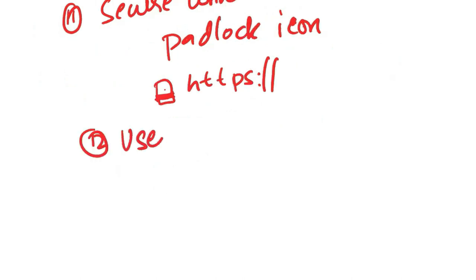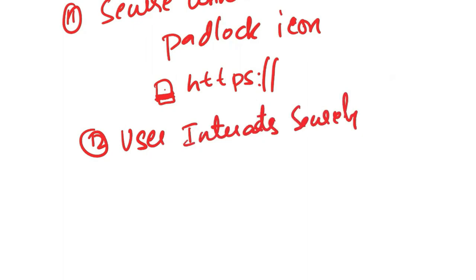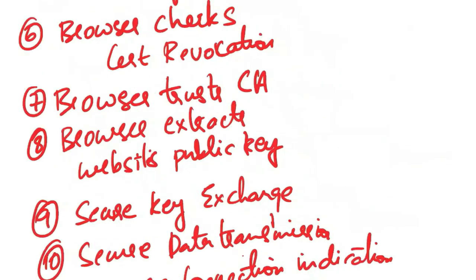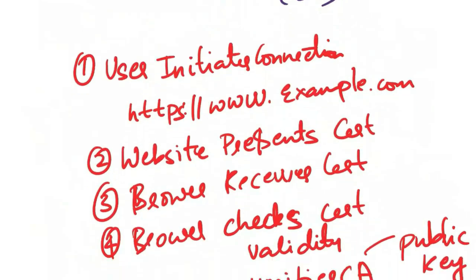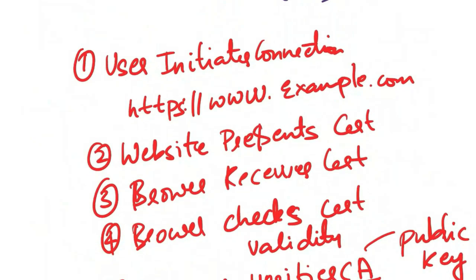Next is user interacts securely. The user can now interact securely with the website, confident that their data is protected from eavesdropping or tampering. So, this process establishes a secure encrypted connection between the user's web browser and the website, ensuring that the website is authentic and data transmitted is protected.